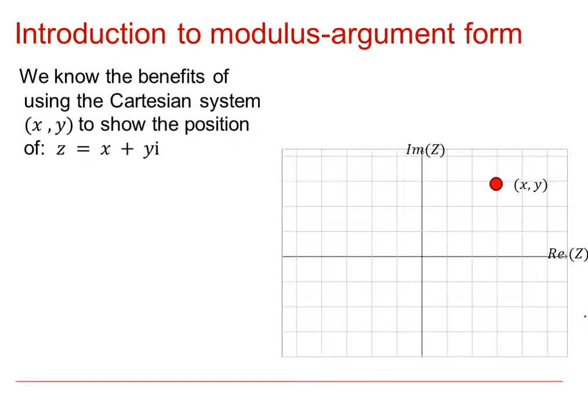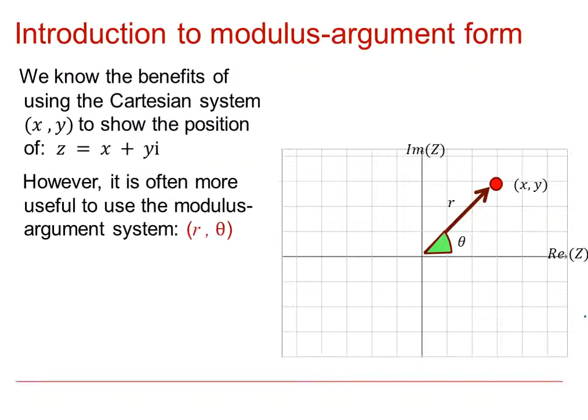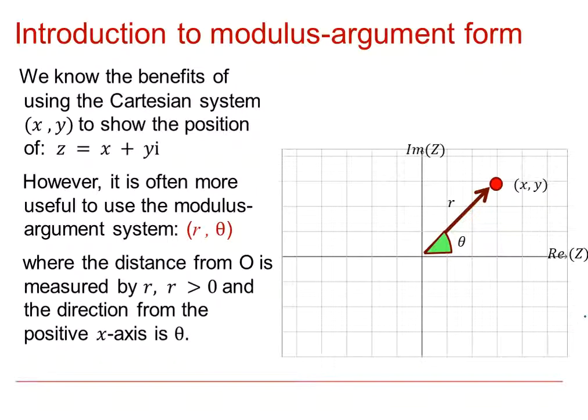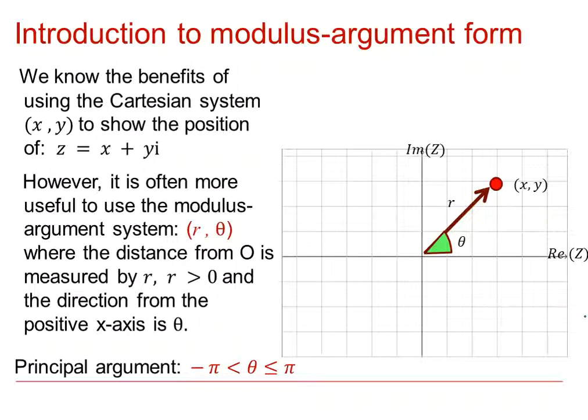We've already seen the benefits of using the Cartesian system x, y to show the position of a point on an Argand diagram. However, it is often more useful to use the modulus argument system r, theta, where, as you can see on the diagram, the distance from the origin is r, where r is greater than 0, and the direction from the positive x-axis is theta. When measuring theta, it's important to use the principal argument, which is greater than minus pi and less than or equal to plus pi.